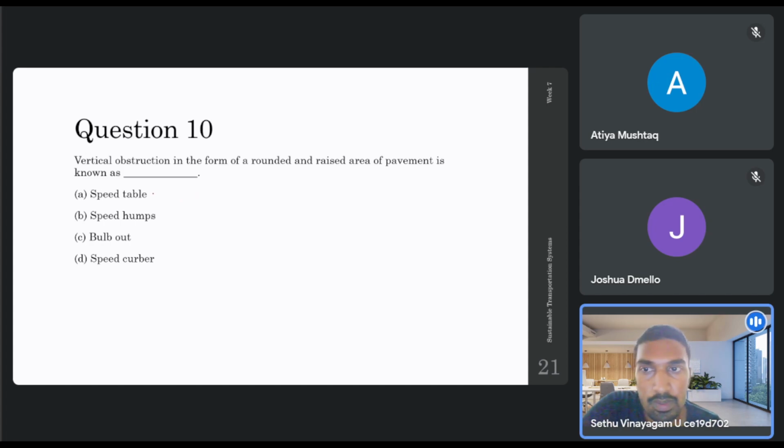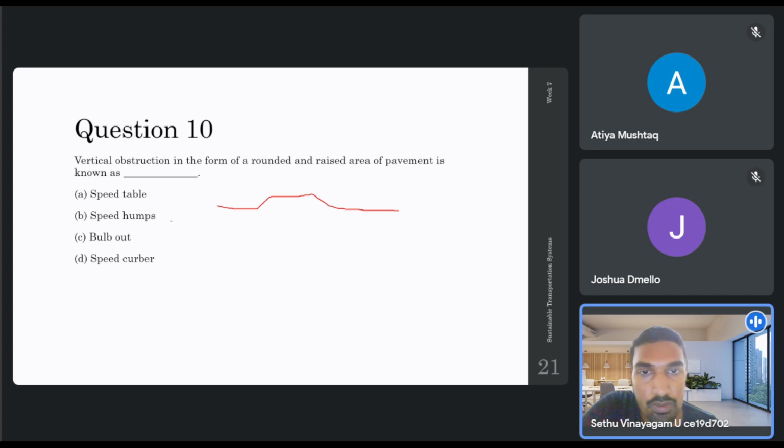I said the speed table, speed humps, and also speed bumps come under the vertical deflection or the vertical obstruction. As we discussed about the speed table earlier, it does not have a rounded top. It will have an incline and then a flat top and then again another incline. So the top of the speed table will be flatter, it won't be rounded. Therefore A is not correct.